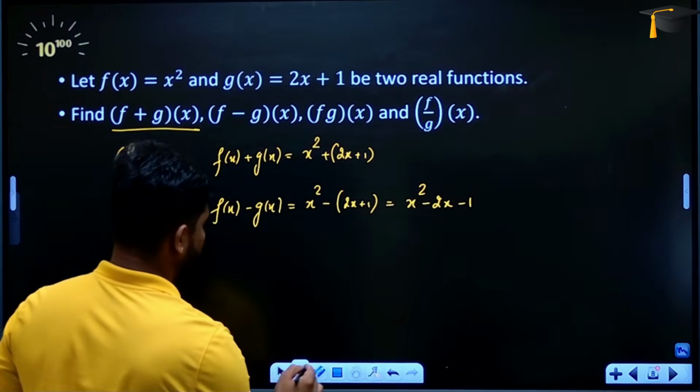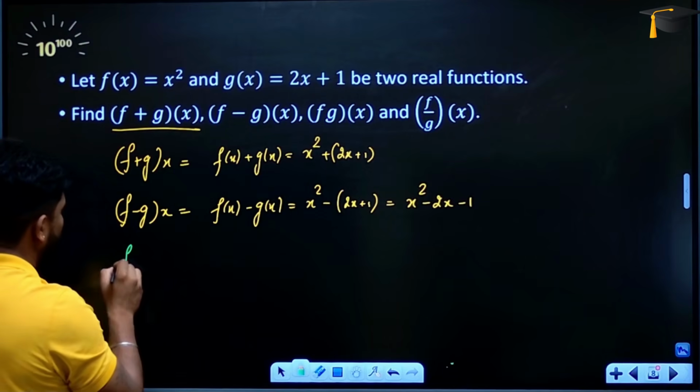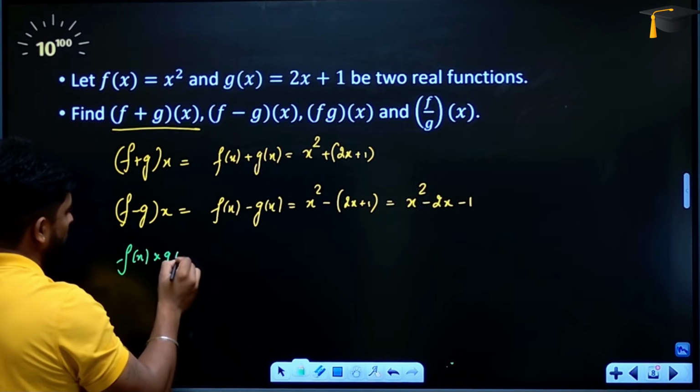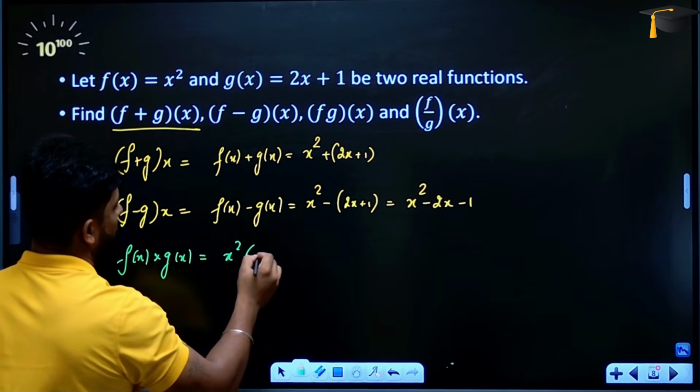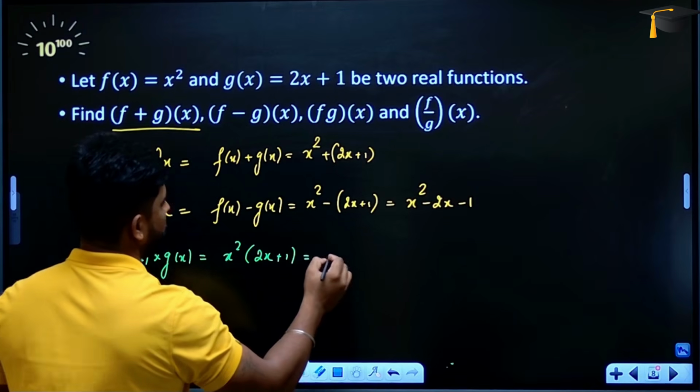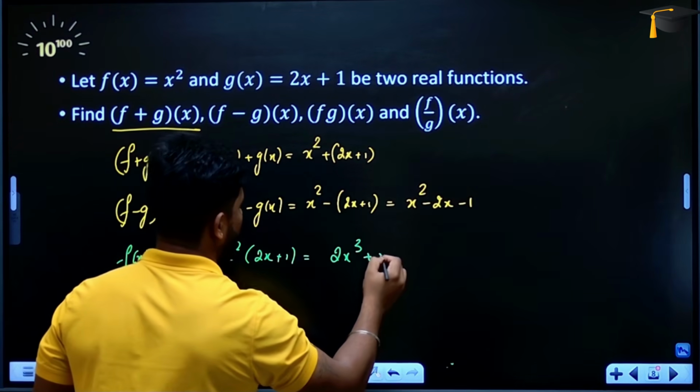Okay, so next f into g. So it is f of x into g of x. So f of x is x square, and g of x is 2x plus 1. It's nothing but 2x cube plus x square.